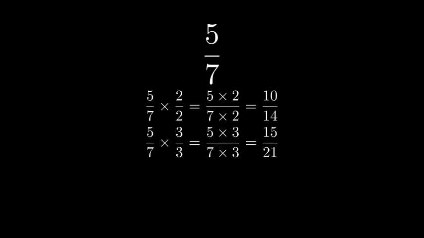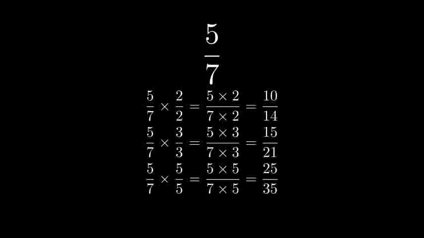Now let's try multiplying 5/7 by 3 to find another equivalent fraction. We multiply the numerator and the denominator by 3. The numerator becomes 15, and the denominator becomes 21. This gives us the equivalent fraction 15/21.